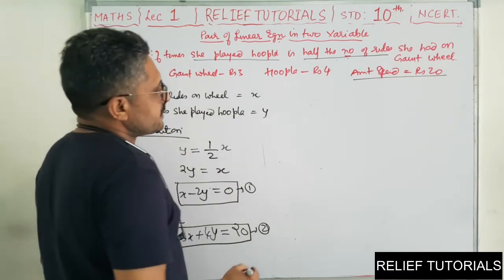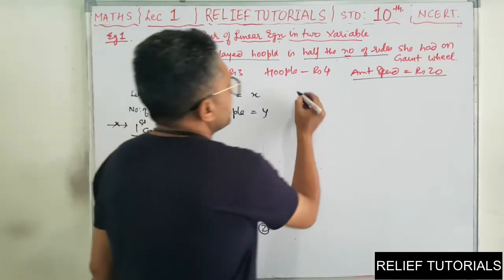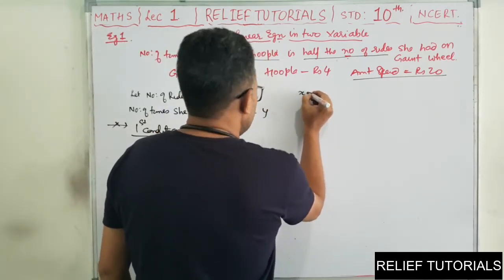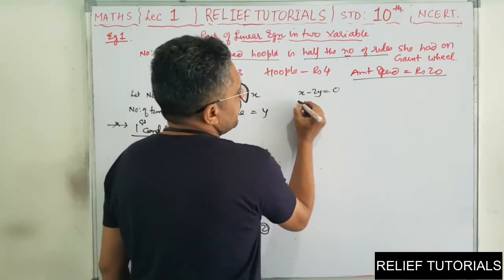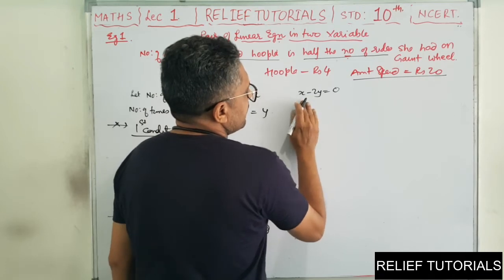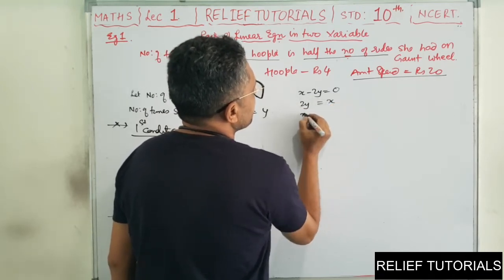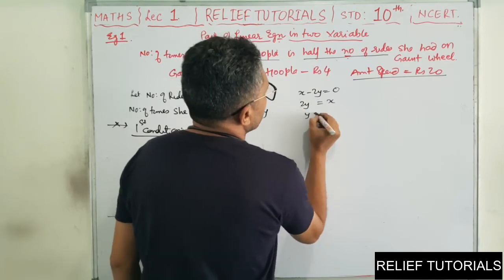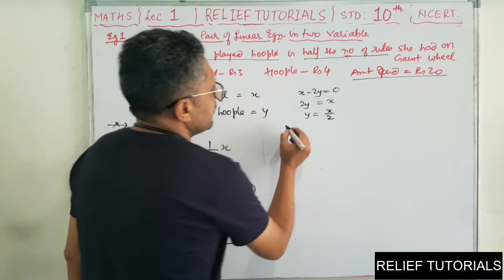Now first, x minus 2y equal to 0. You will obtain this graphically. I will draw the graph here. See first, x minus 2y equal to 0. So 2y is equal to x. So y is equal to x by 2. Always you obtain the value of y.